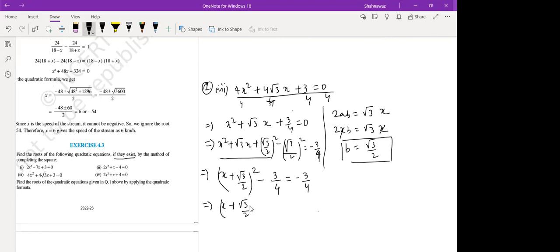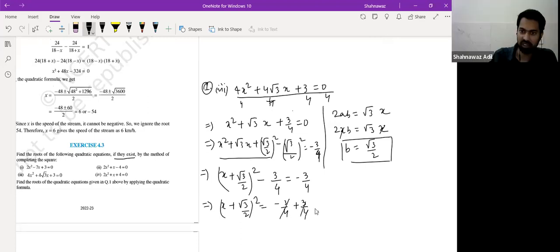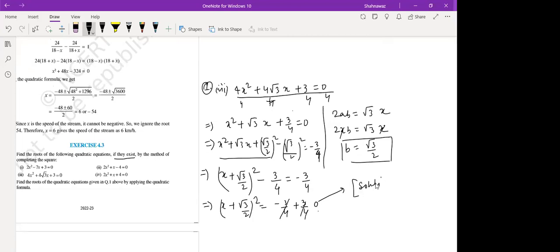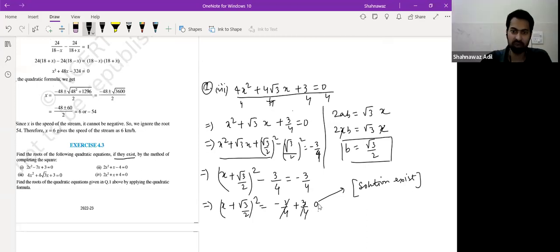X plus 3. So this cancels out, right? So this is 0. Again, we have a non-negative. So this is not negative. So this will have a solution, right? It exists. This is 0, not negative, right?